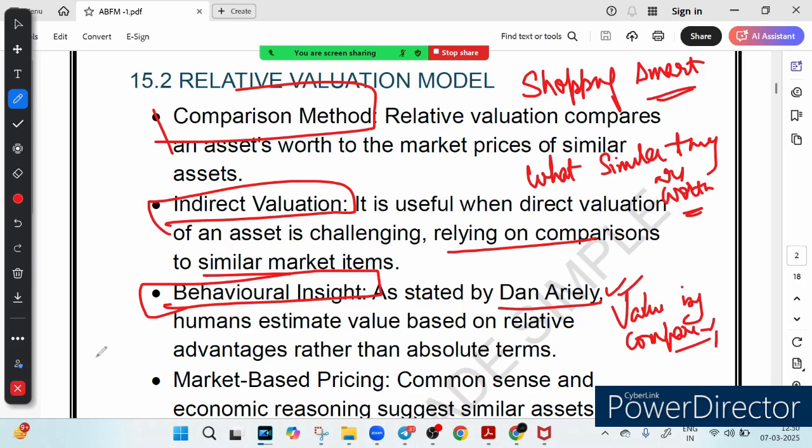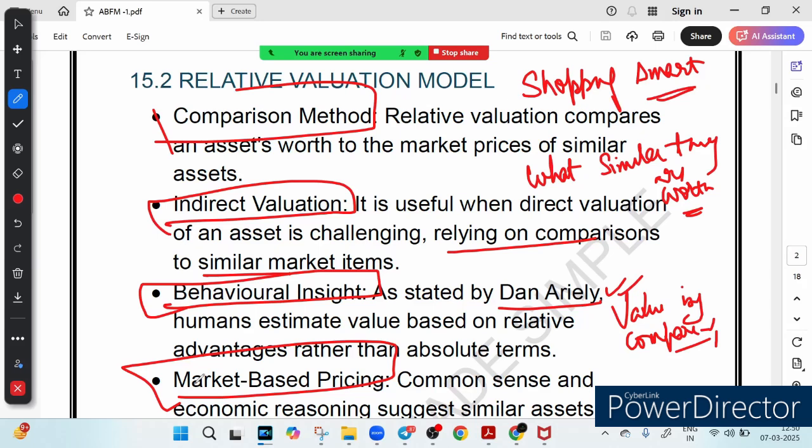And the final technique we have is called market based pricing. It is common sense: if two things are nearly identical, their price would be close. If one is much cheaper, it is either a great deal or something is wrong with it, right? Two things are there, market based pricing.